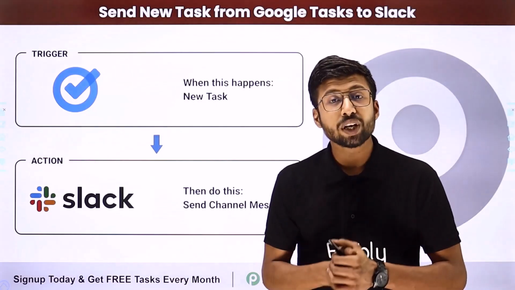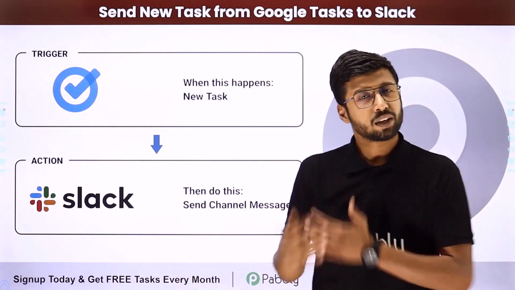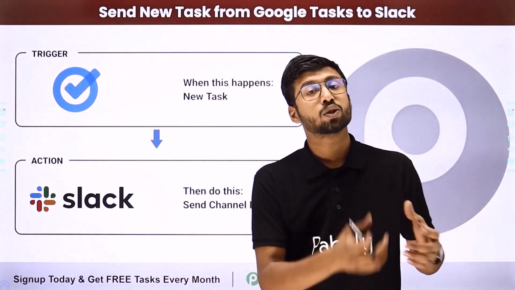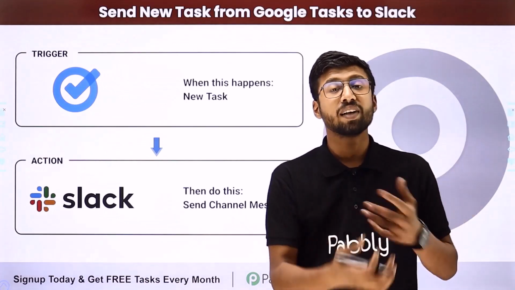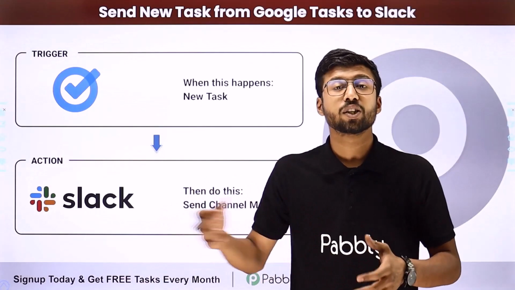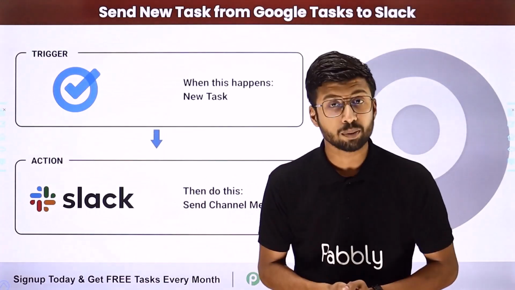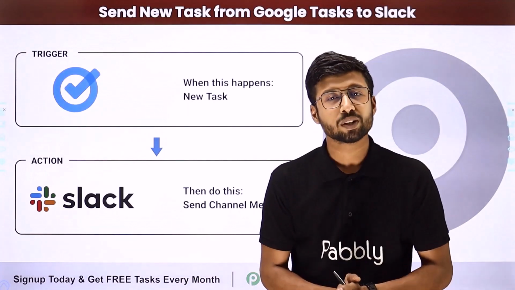So in this video, we are going to learn how to send new tasks from Google Tasks to Slack. Now suppose, guys, you are using Google Tasks to create and manage all of your regular tasks, and you want that whenever you create a new task in Google Tasks, you share the same task into your Slack channel to update your team members with the task details. So let me tell you, you can actually automate this process.